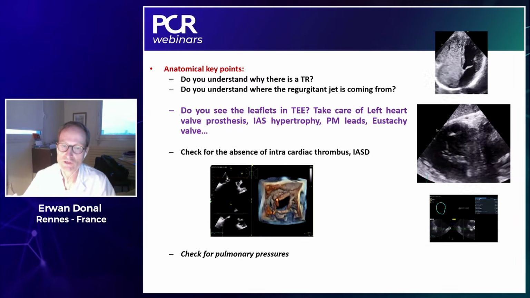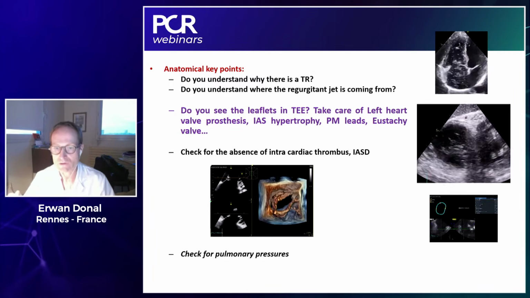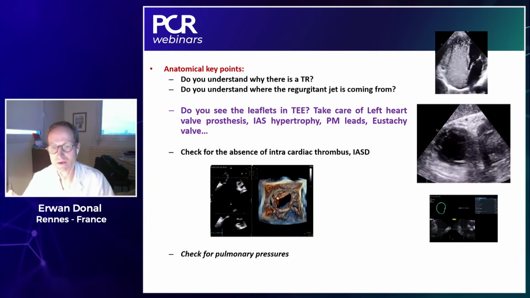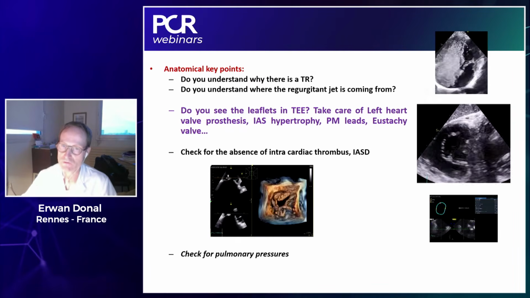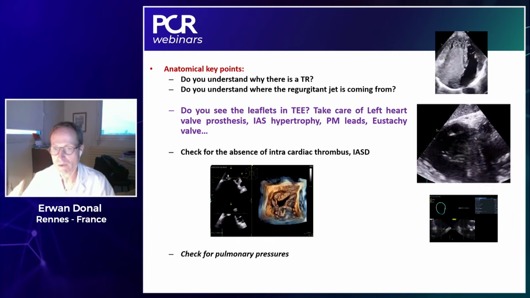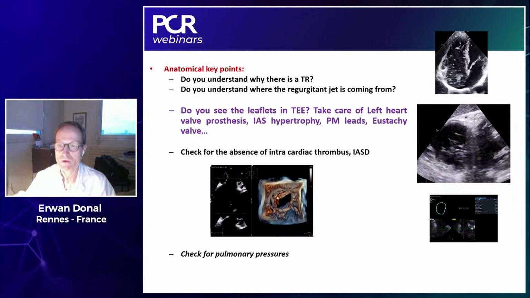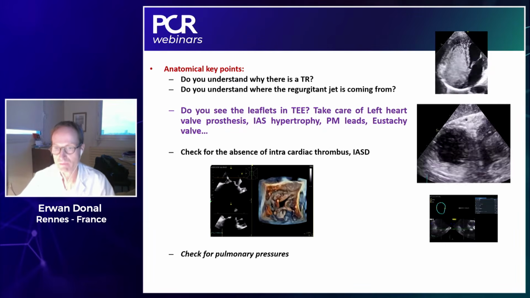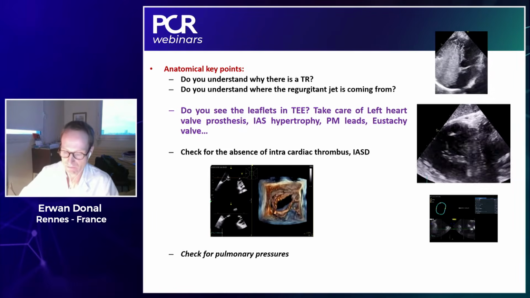So we have to make sure that we see the Eustachian valve, we have to see the pacemaker leads, we have to see the lipomatous hypertrophy of the interventricular septum, we have to look for calcification, and we have to make sure that there is no prosthesis on the left side. If you have a mechanical prosthesis on the mitral valve, for instance, it will be more challenging to implant clips in this patient on the tricuspid valve.